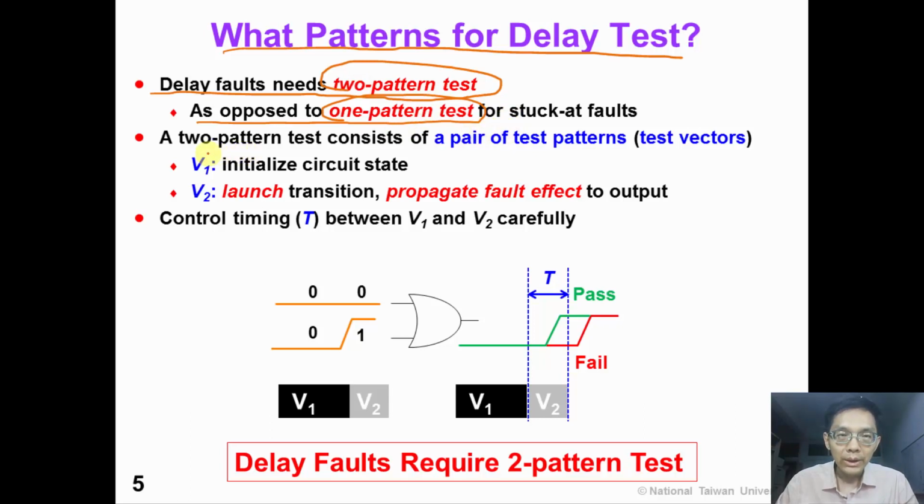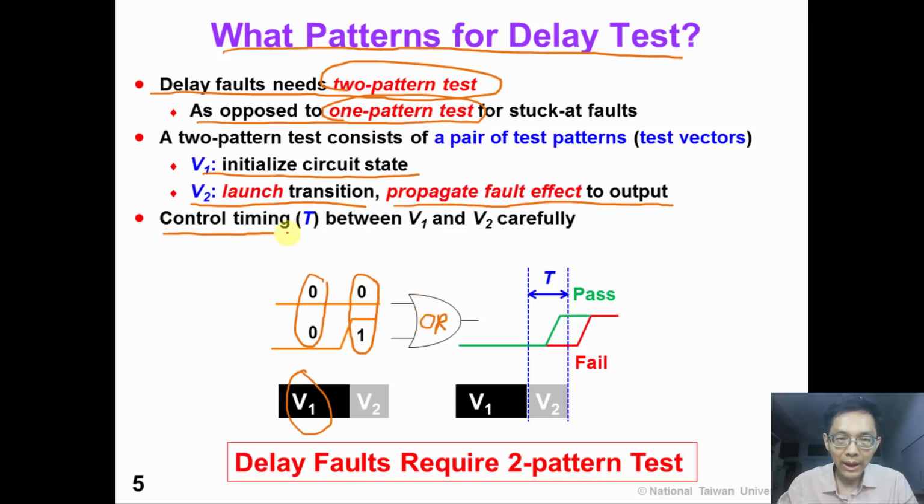In this figure, we can see that there are two patterns to detect a delay fault. Pattern V1 initializes the circuit state. For example, we apply 0, 0 to initialize this OR gate. And the second pattern, V2, launches a transition and propagates the fault effect to the output to be observed. For example, we apply 0, 1 to this OR gate, which is our test pattern 2.